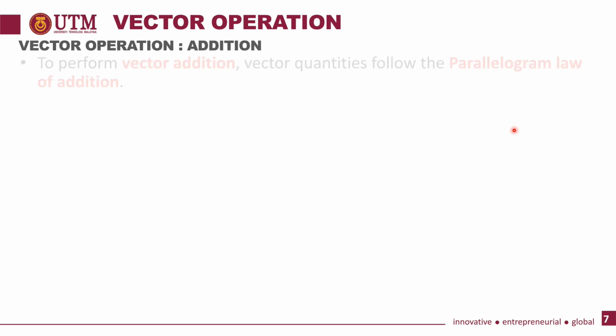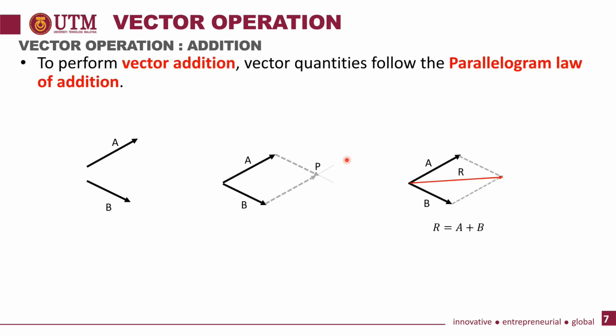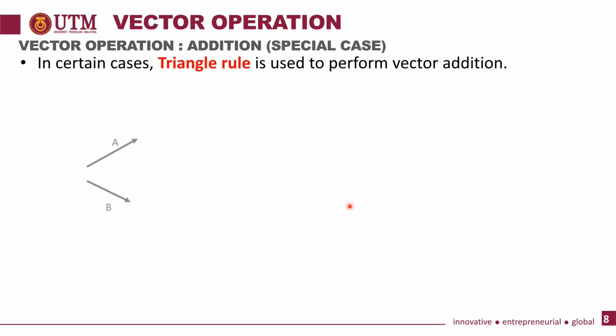Next, you learned about addition. In order to perform vector addition, you need to draw a parallel line to vector A and also a parallel line to vector B. The intersection line is the resultant force that you will find. Next is the special case. If you want to add or subtract force vectors, and the head of the first force vector touches the tail of the second force vector, you can use the triangle rule to find the resultant force.